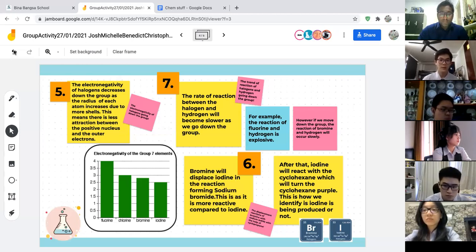The trend of reaction of hydrogen and halogens going down the group. The rate of reaction between halogen and hydrogen will become slower as we go down the group. For example, the reaction of fluorine and hydrogen will be explosive. But if we look at the reaction of bromine and hydrogen, the reaction will occur slowly.